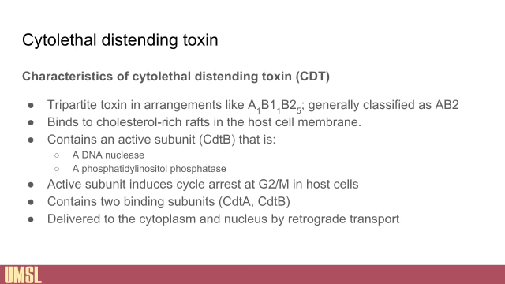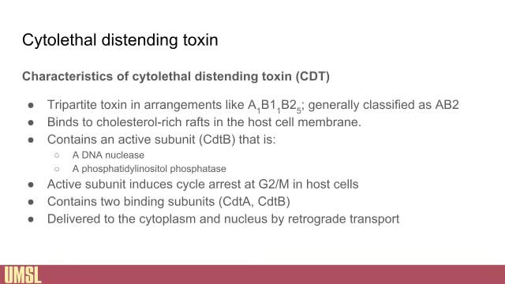Phosphatidylinositol is something we have, and it's actually a really important signaling lipid, and I'll get to that in just a second. So what the active subunit does when it is in the cytoplasm and it's doing its dirty work is that it causes cell cycle arrest at G2, the transition from G2 to M. So basically, gap 2 to mitosis in host cells. So essentially, actively growing and dividing cells, they get locked into this state. And we'll see that in a second.